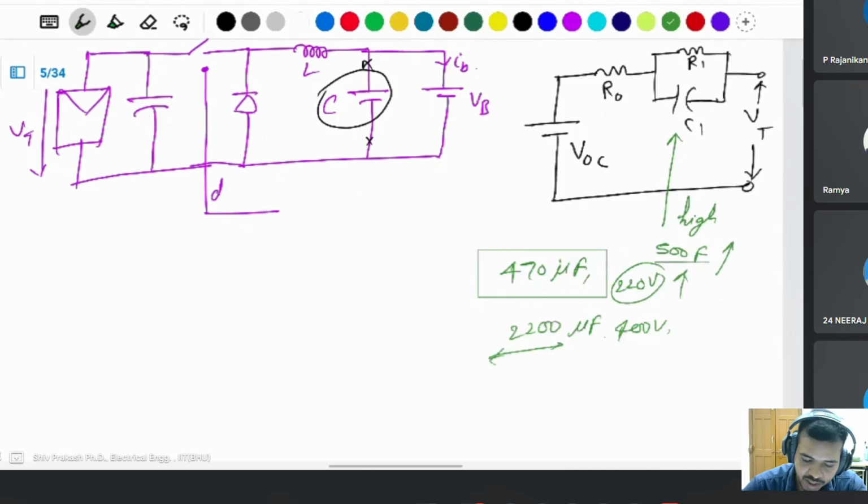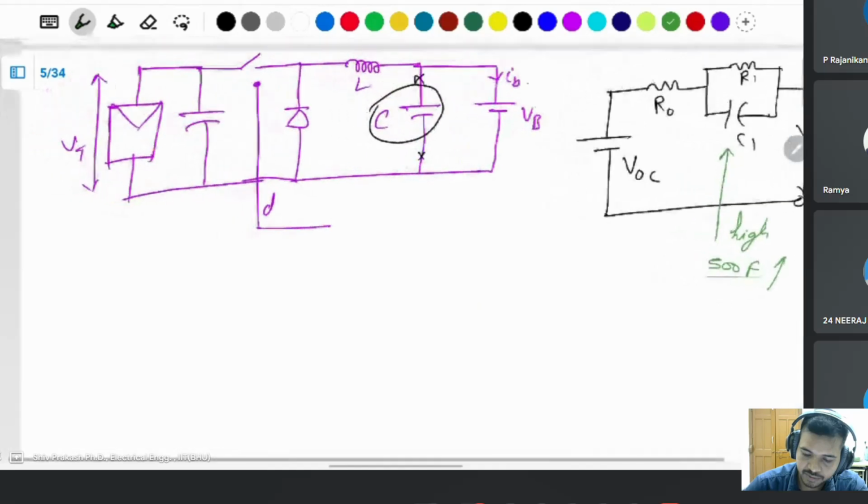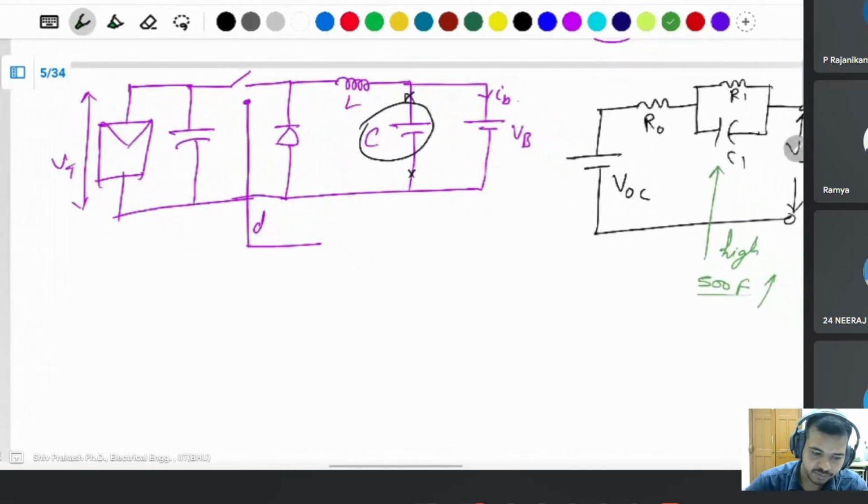That's why there is no need of a capacitor also to charge the battery. You can neglect this one.